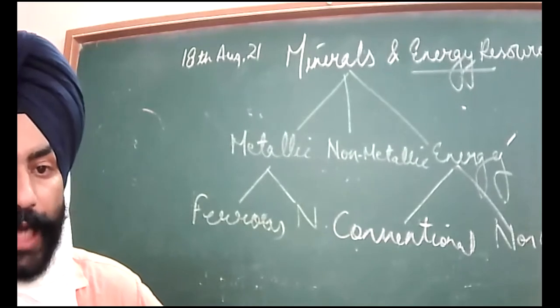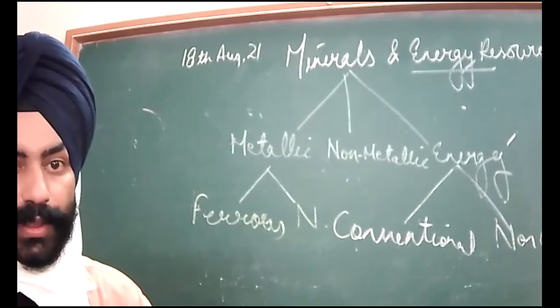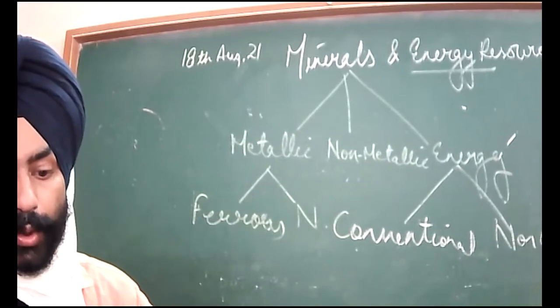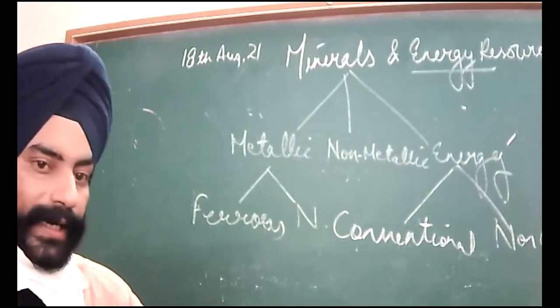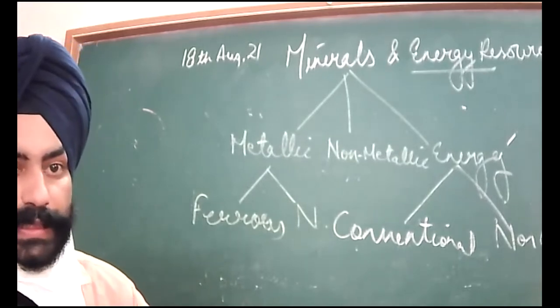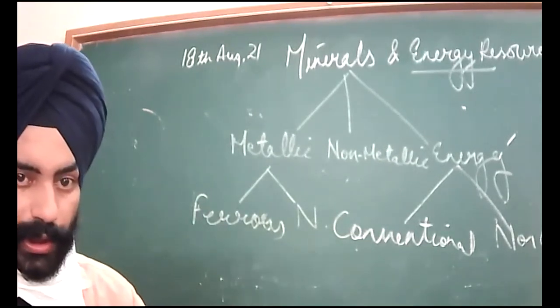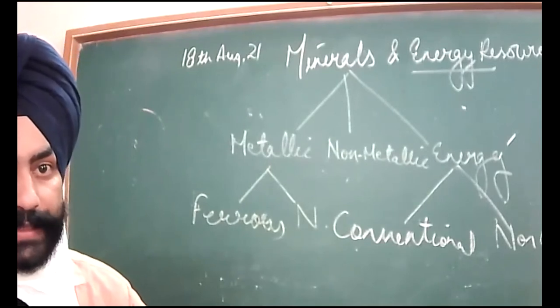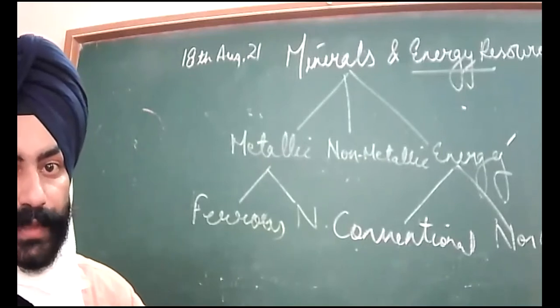Conventional sources of energy are those sources of energy which have been used by humans from an old historical background. Example, coal, petroleum meaning crude oil, natural gas. These are the conventional sources of energy.